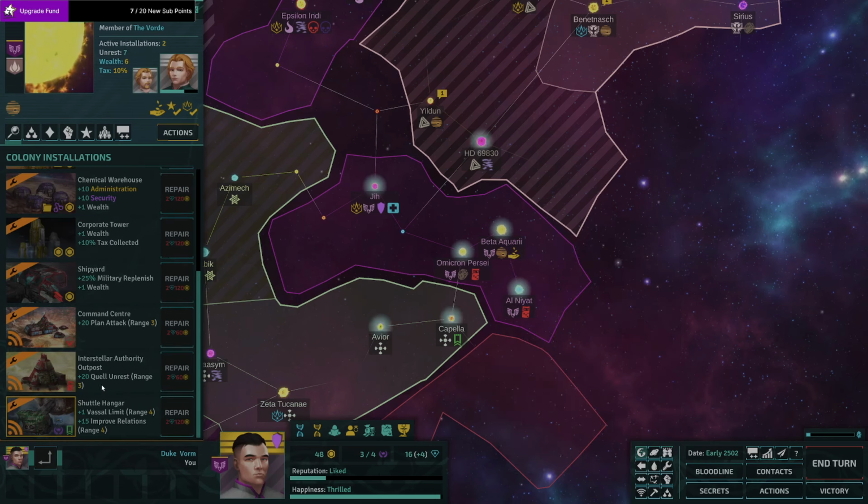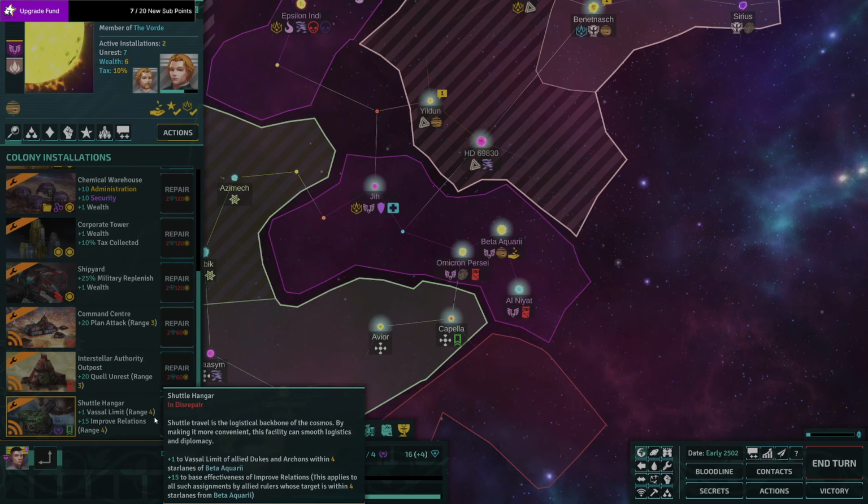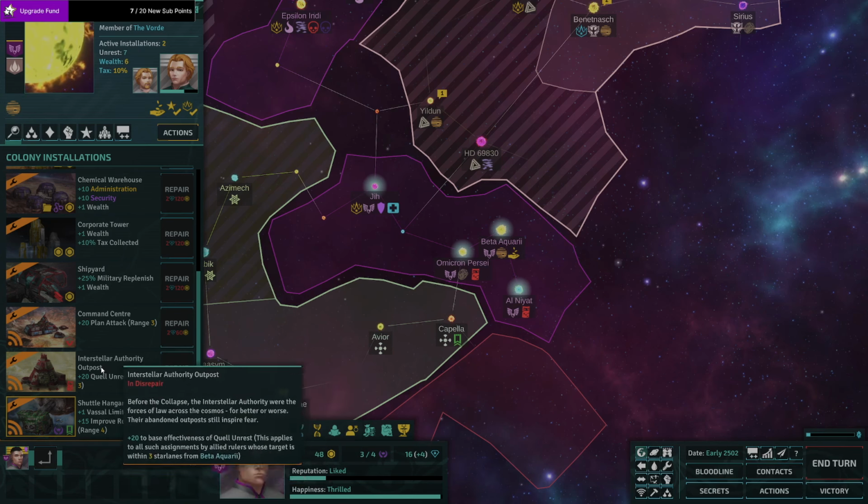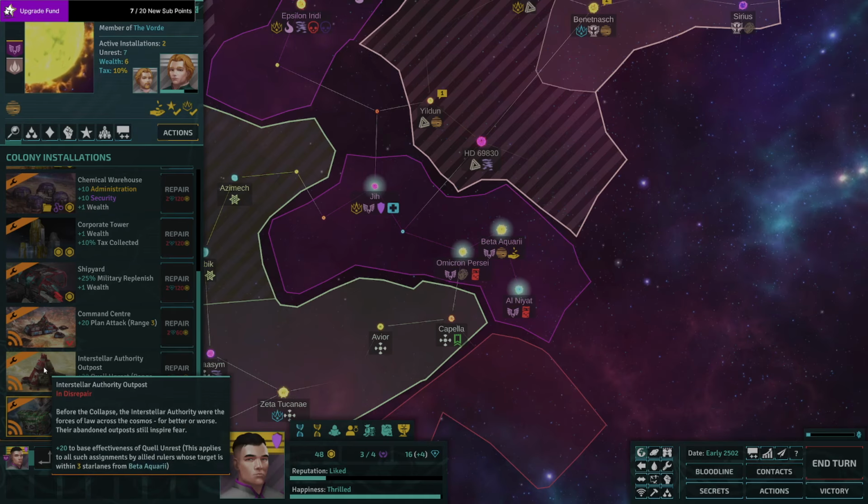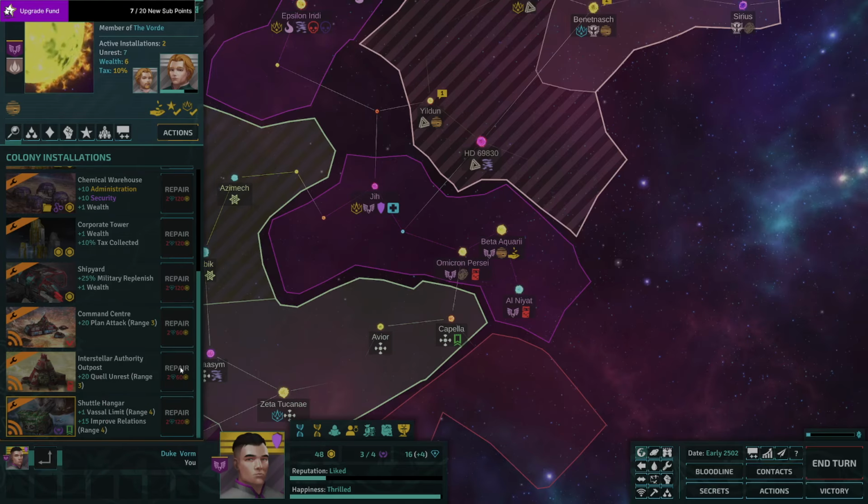Mainly want to look at these ones that have the ranges. Increase vassal limit, improve relations. There we go. Quell unrest, range 3. That'll get everybody in our little faction area. So I might try to incentivize this. That'll really help everybody keep the unrest down.